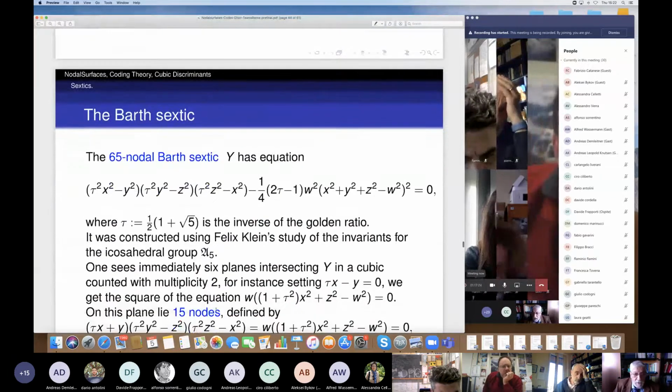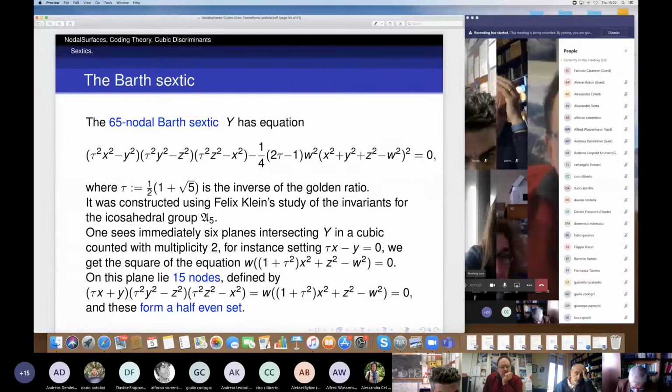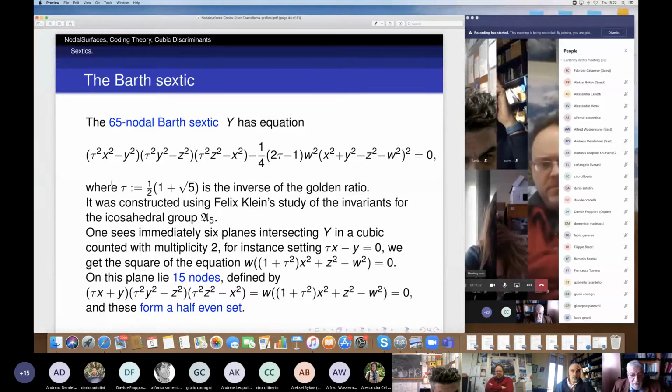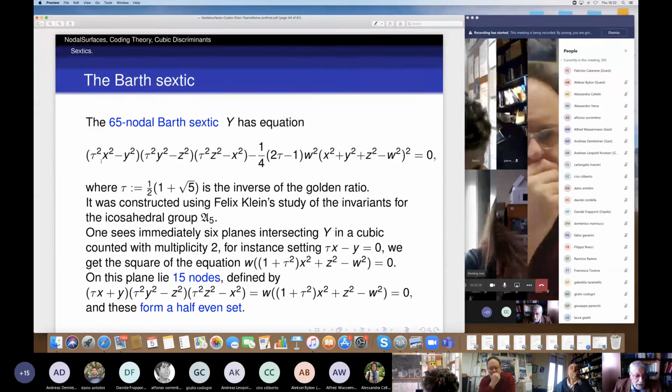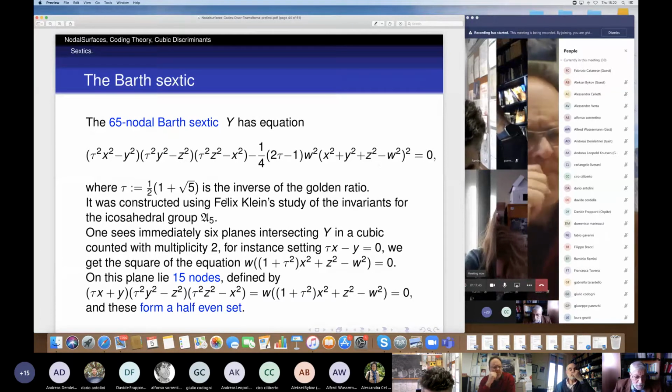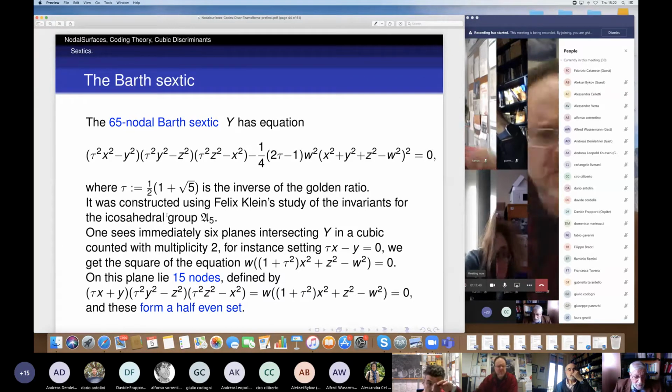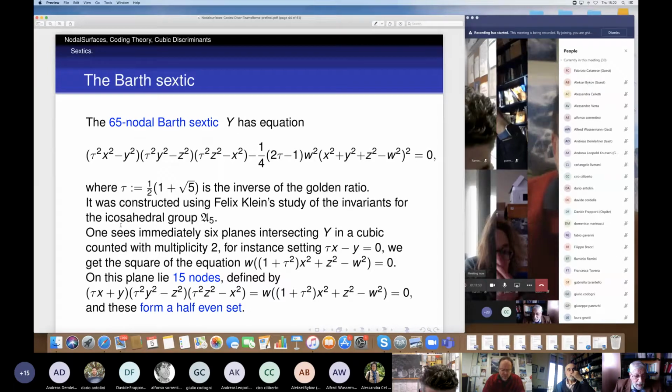Now, next we go to the Barth sextic. The Barth sextic has a very simple equation. Tau is the inverse of the golden ratio. Then we get the product of these 3 linear forms, this quadratic form and W. These are the invariants studied by Felix Klein for the action of the icosahedral group.